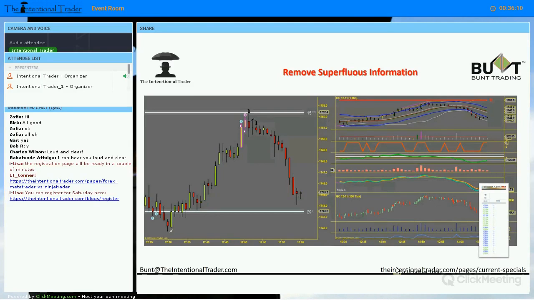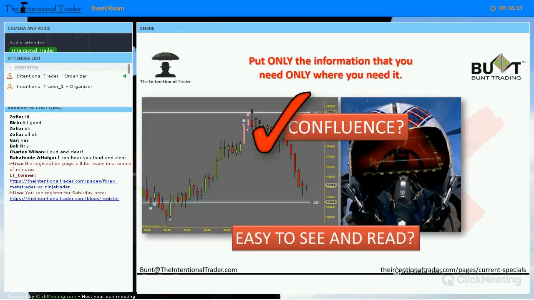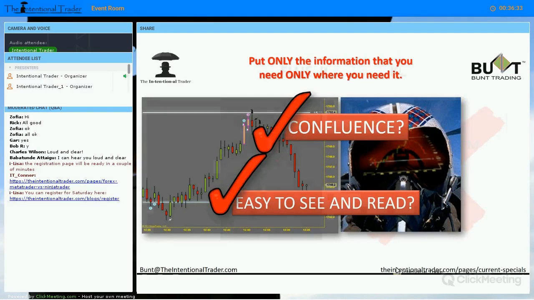All of these indicators are right here. Now, the information we don't need is not here. We don't need it for making a decision. Everything we need is right here. Makes it real easy to make trade decisions. So we've got confluence. We've got it easy to see and read.